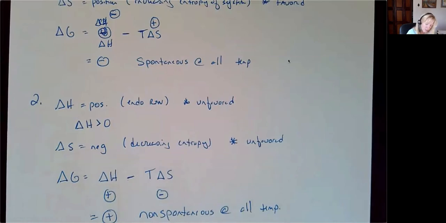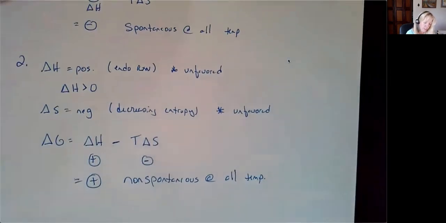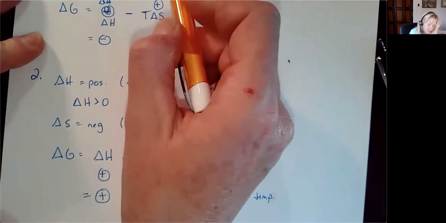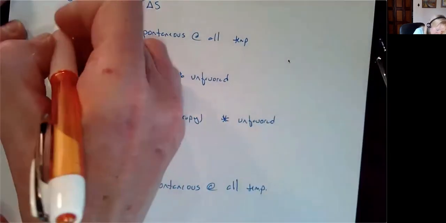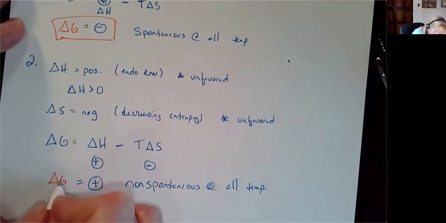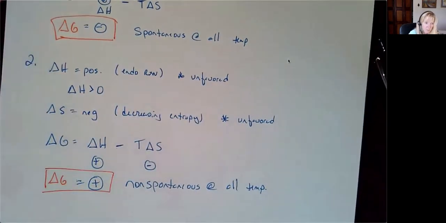So for spontaneity now, I'm going to define it in terms of delta G because that's going to allow me to take into account my S of the surroundings, my S of the system. If delta G is negative, then it's spontaneous. If delta G is positive, it's going to be non-spontaneous.